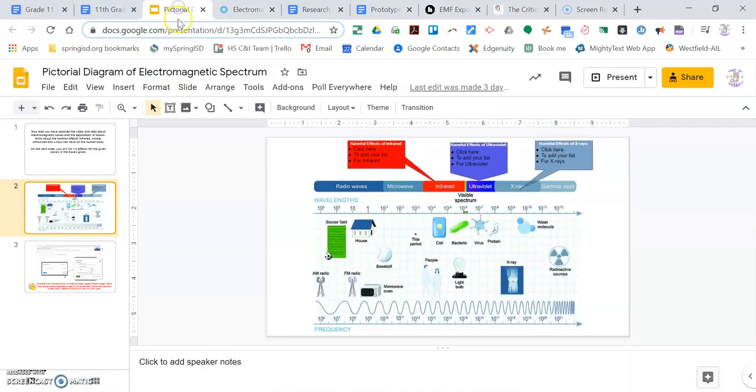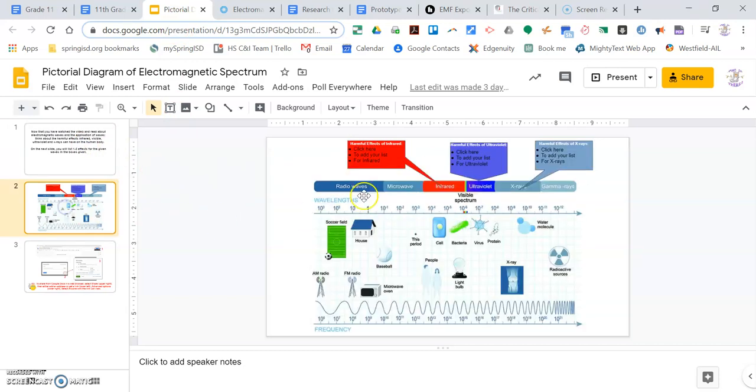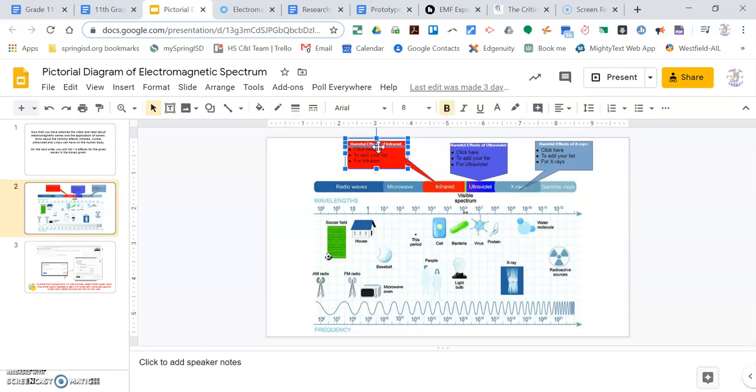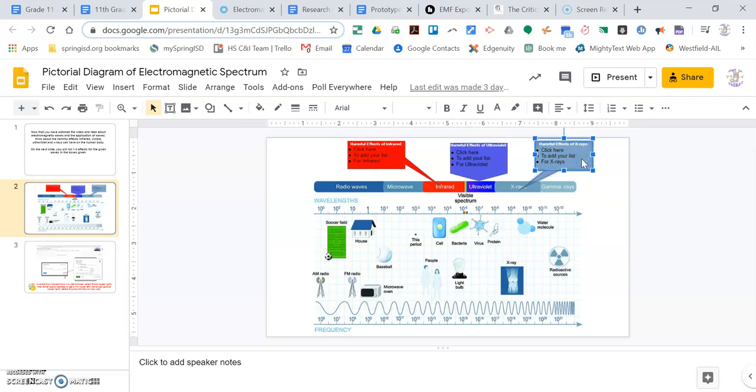The pictorial diagram gives instructions on the first page of what they need to do. Then they're going to look at infrared, ultraviolet, and X-rays. On these little boxes, it tells them, click here, add your list for infrared. The students will do that for each one, looking at the harmful effects. So what are the harmful effects of infrared rays or waves? What are the harmful effects of ultraviolet? And what are the harmful effects of X-rays?